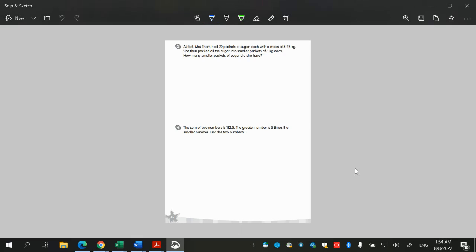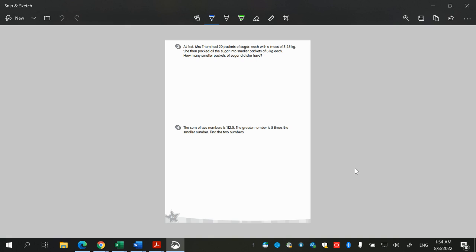Hi everyone. Now moving on to our level 2 word problems of decimals. This is 5B workbook page 30. We are looking at level 2 word problems question 3 and 4.